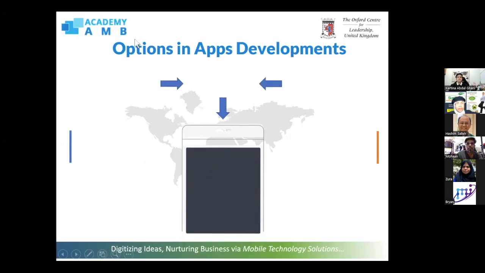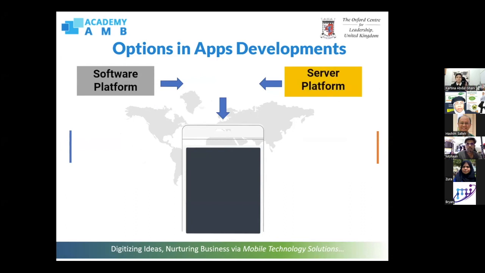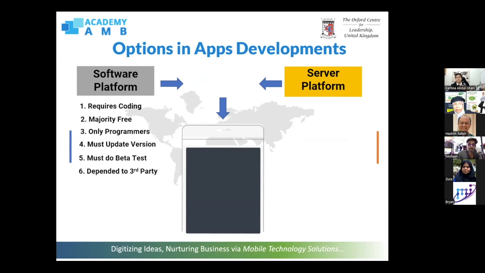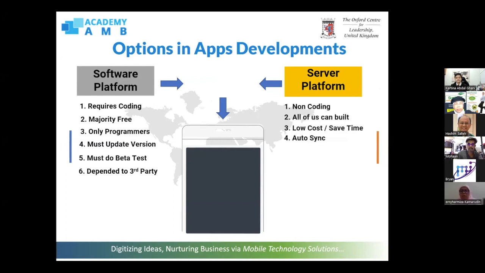Apps development in the world, ladies and gentlemen, to build an app there are only two ways. First is using software. Second, using a server. Ours is a server. No need for coding. Software requires coding. Majority are free. Only programmers must update the version, must do beta tests, and are dependent on a third party. Server is non-coding. All of us can build. Low cost, save time, auto sync, can test live. No need to update. So this is actually answering Brian's question just now.